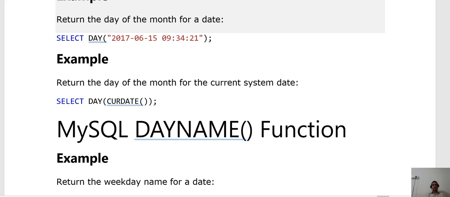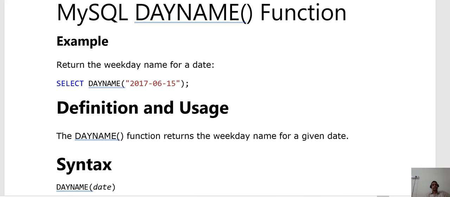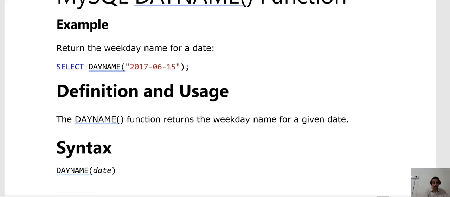Now coming to the next one, MySQL DAYNAME. The DAYNAME function is nothing but it will display the weekday's name. SELECT DAYNAME of a date like 2017-06-15. From there it will search the calendar and display the day name. So the DAYNAME function returns a weekday name for a given date. This is how we use it. The syntax is DAYNAME, and then we define the date over here.